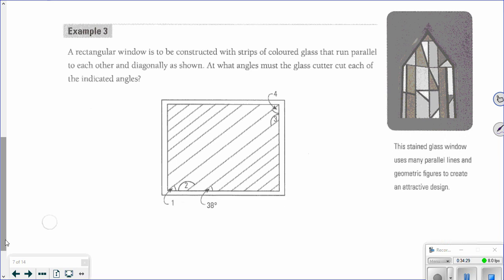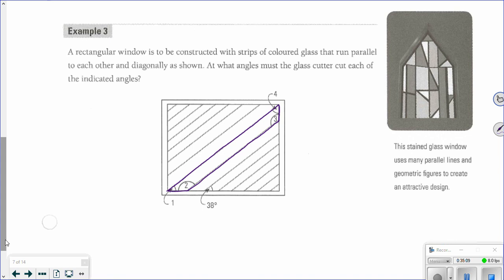The next one says, a rectangular window is to be constructed with strips of colored glass that run parallel to each other and diagonally as shown. At what angles must the glass cutter cut each of the indicated angles? So we've got to look at what we have going on here. I'm looking for angles 1, 2, 3, and 4. And if I look at the shape that 1, 2, 3, and 4 is in, that's the shape I've got.